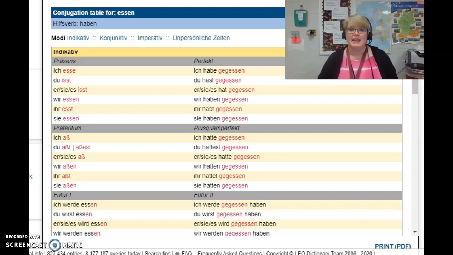All right, guys. That's it for stem vowel changing verbs right now. Ask me if you have questions. Work on Seite 64, page 64. That'll help you with some practice using these verbs.